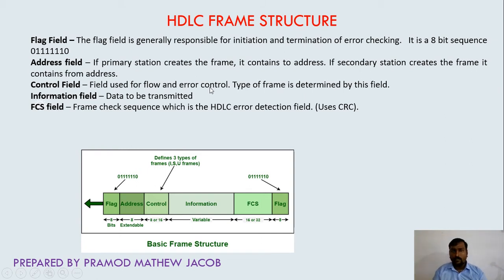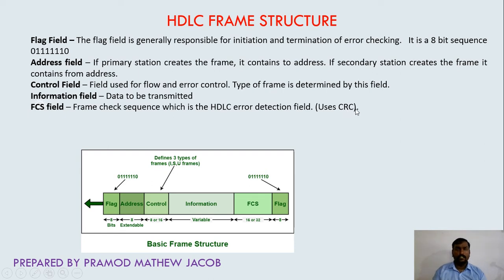The control field is a field used for flow and error control. There are different types of HDLC frames. Basically 3 types of HDLC frames are there. The type of frame is determined by the control field in the HDLC frame structure. Next is the information field which contains the data to be transmitted, and the next field is the FCS field, which is the frame check sequence, the HDLC error detection field. This field is used to ensure whether an error has occurred during the transmission or not. For that purpose we are using the cyclic redundancy check.